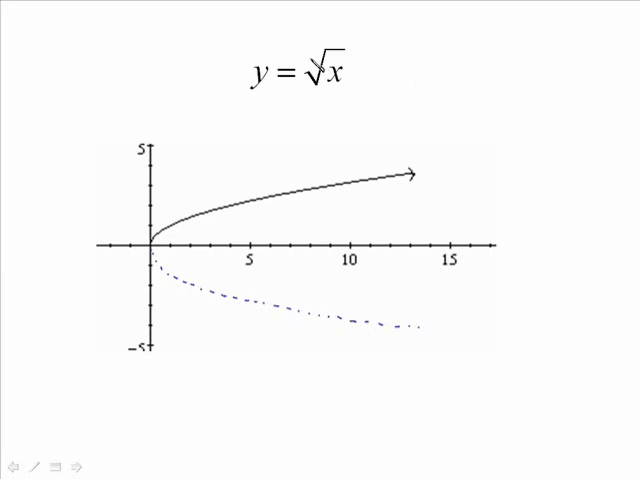Note that this is the positive square root of x. If it was the negative square root of x, it would be below the x-axis.